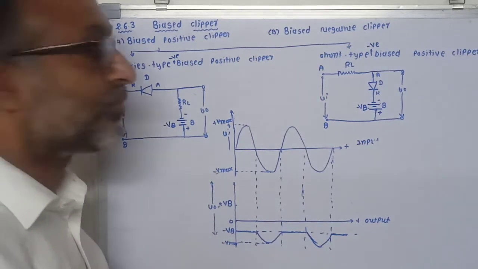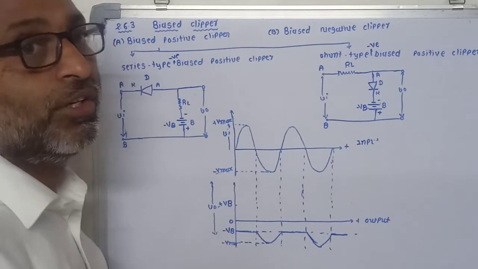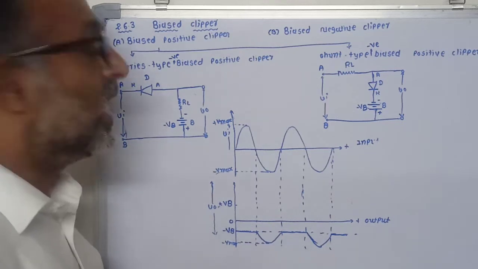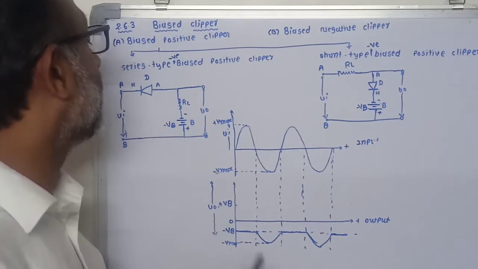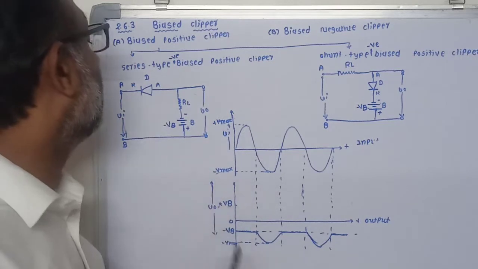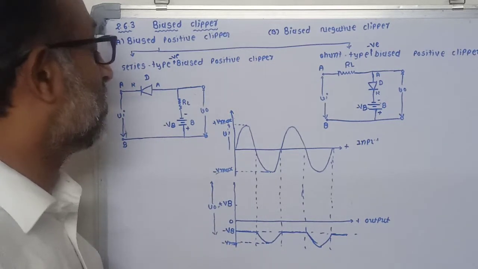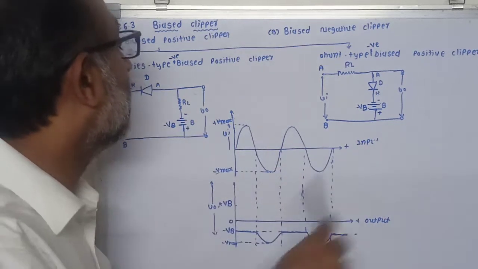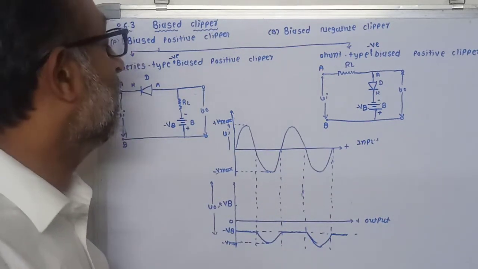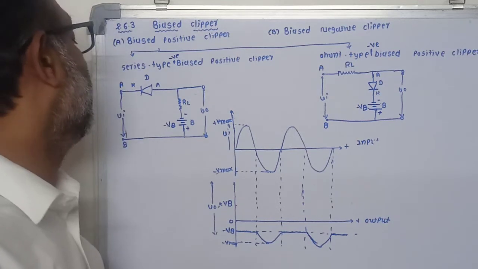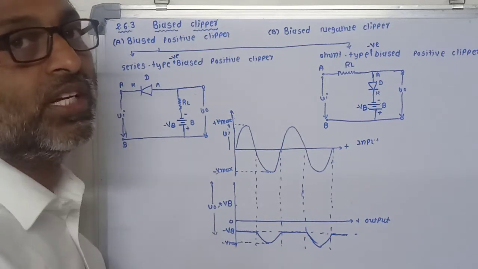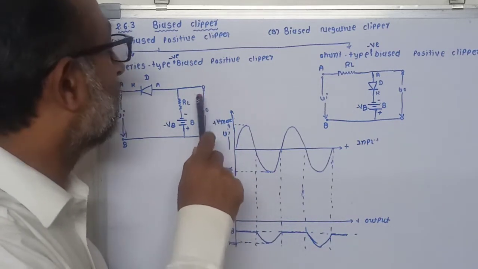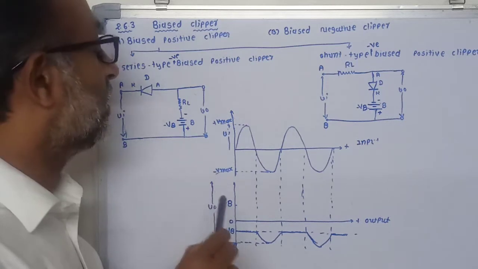So it doesn't matter whether your input voltage is greater than or less than the battery voltage. During this positive half cycle, the diode remains in reverse bias condition. So at that time only the battery voltage is available at the output side, and no input voltage appears across the output terminal V0.